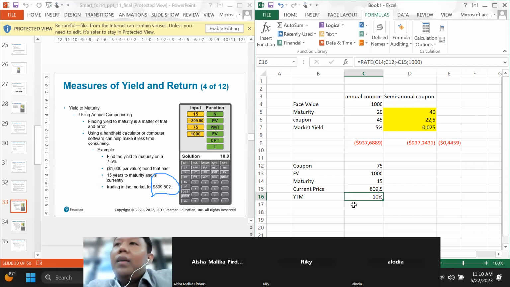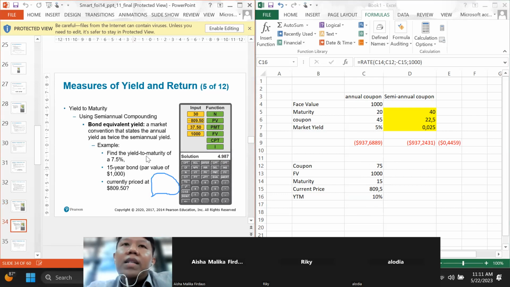10%. It's quite high actually, because if you invest in stock, maybe you will lose, but it takes 15 years to get this 10%. So we need to be very careful. We need to consider carefully investing in this kind of bond. Right? Okay.